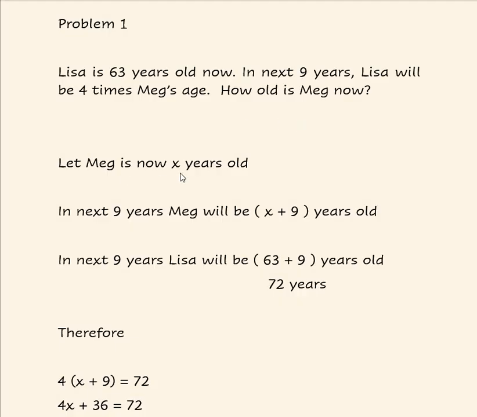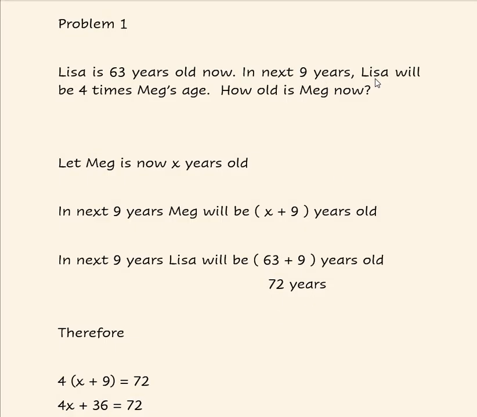Let Meg be X years old now. In the next 9 years, Meg will be her current age plus 9 years, so X plus 9 years old. Lisa's current age is 63 years. So in the next 9 years, she will be 63 plus 9 years old, or 72 years old.